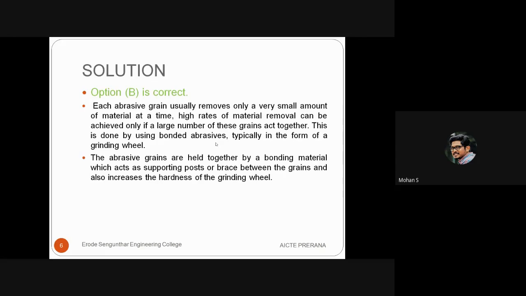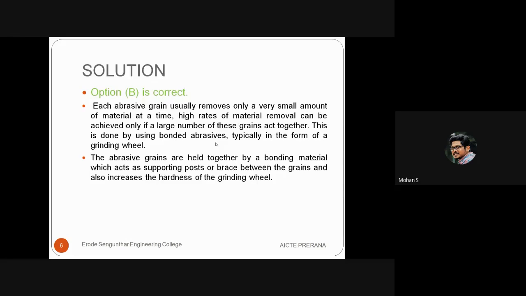The next point is that the abrasive grains are held together by a bonding material, which acts as a supporting force or braces between the grains. It is a supporting medium. The bond is a supporting medium which helps to hold two or more abrasive grains together, and it also increases the hardness of the grinding wheel. So the answer is option B. It is very clear that high MRR is attained only if bonding of the abrasive grains is good.